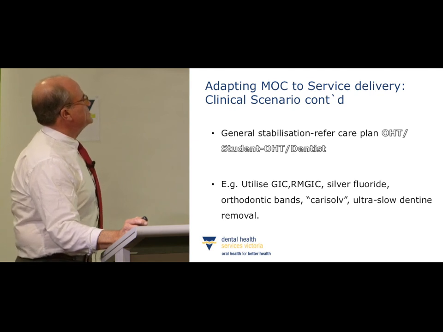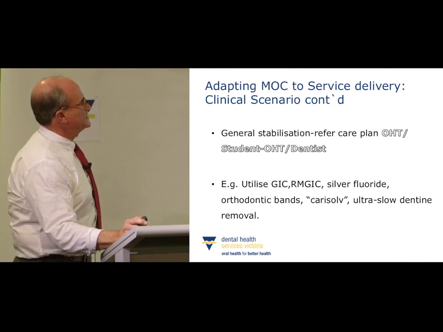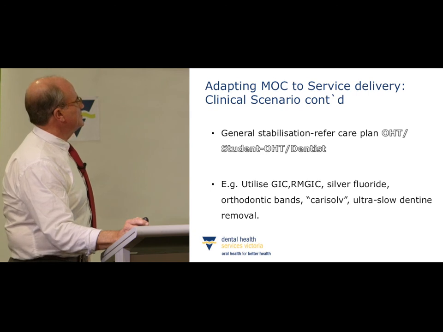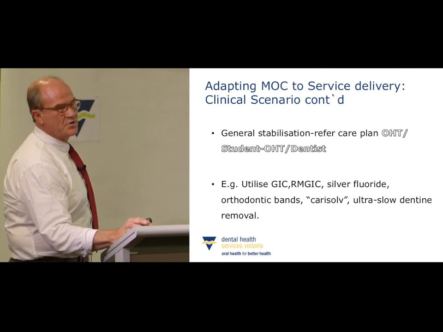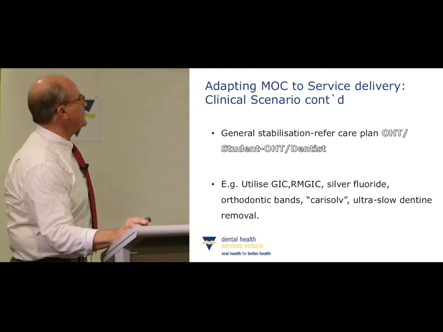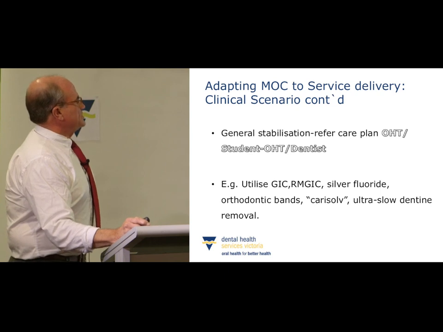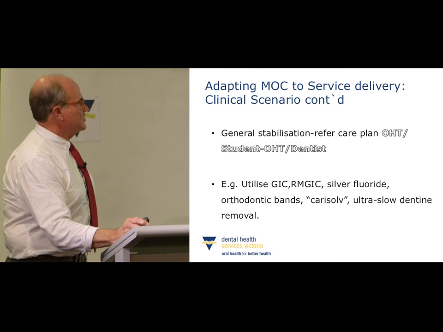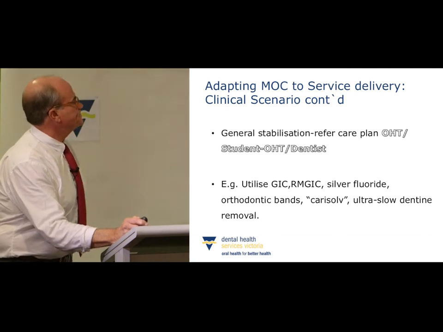Then the patient, general stabilisation, you refer back to that care plan where the oral health physician, dentist, they work together with the team that develop a plan. Could be done by the student oral health therapist or the dentist. So we're looking at general stabilisation. We're looking at just stabilising her mouth so that the disease process doesn't progress any further from a cavitation point of view. You utilise glass ionomer, silver fluoride, orthodontic bands, Keresolve and ultra-slow dentine removal.